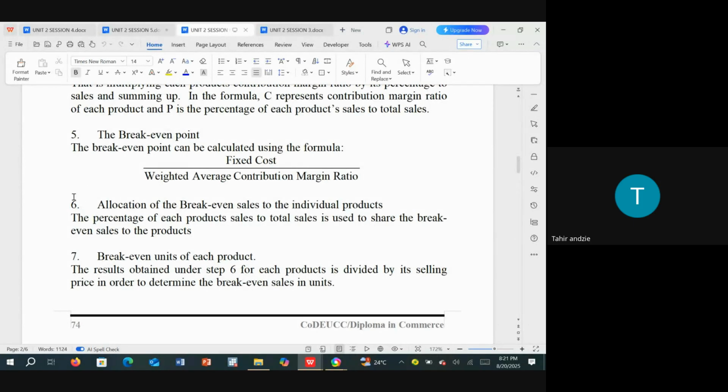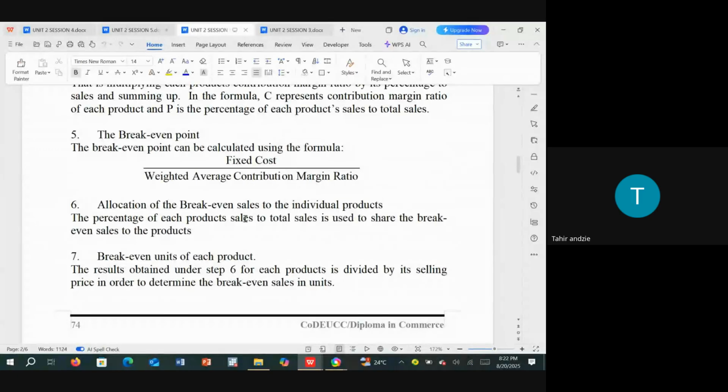Then step 6 is just the allocation of the break-even sales to the individual products. Because at break-even point here, we have the total sales revenue for the firm for all the 3 or whatever products you are selling. So if you want to know the break-even sales for each product, you come to step 6. That is where you allocate the break-even sales to each individual product. How do we do that? We multiply the percentage of each product sales.